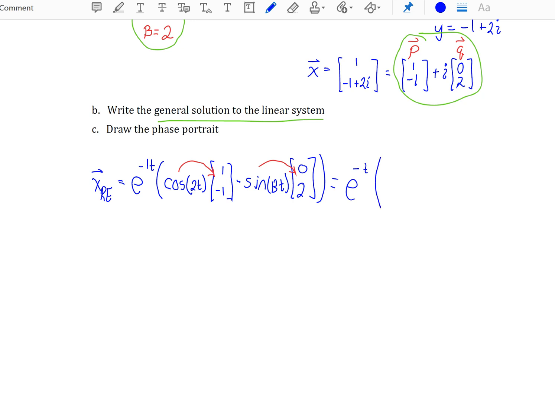Now the first component of your vector is going to be cosine of 2t, and the second component is going to be negative cosine of 2t minus 2 sine of 2t. This is the real component of your solution. I think that looks right.